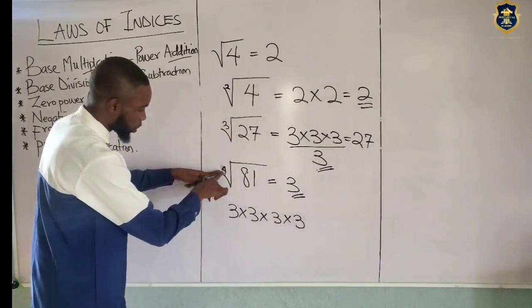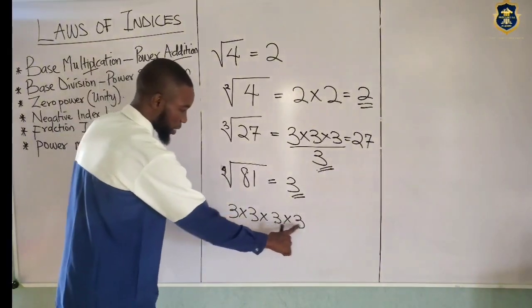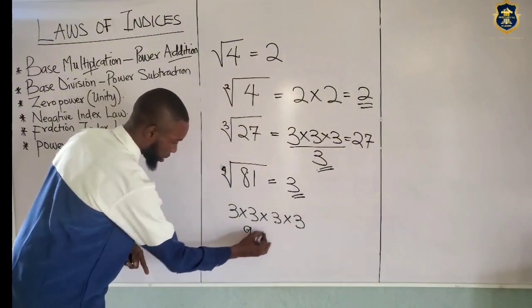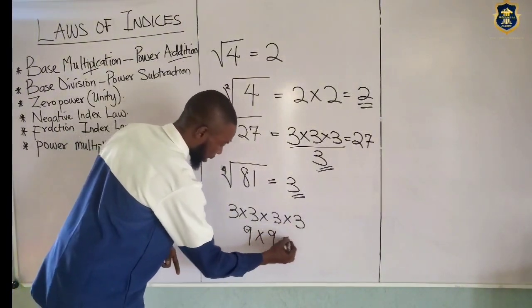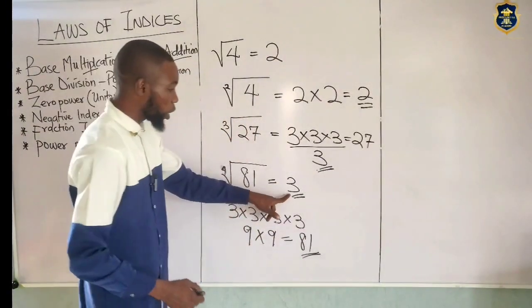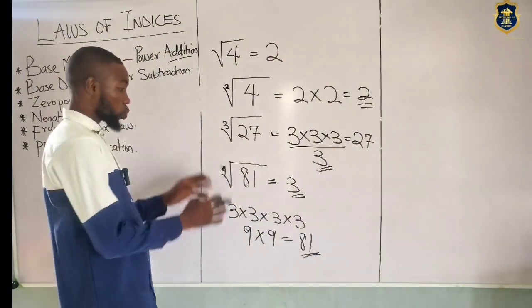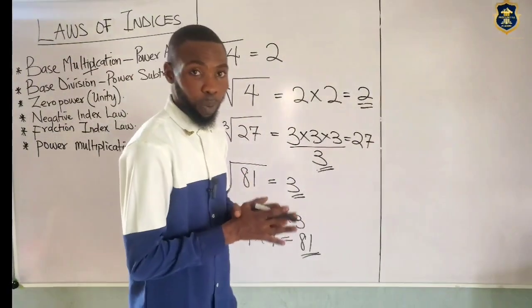I said it's 3, right? That is 3 times 3 times 3 times 3. 3 times 3 is 9, 3 times 3 is 9, and 9 times 9 is 81. So 3 is the only number you can multiply 4 times to give you 81. So that's what the fraction power law possibly means.